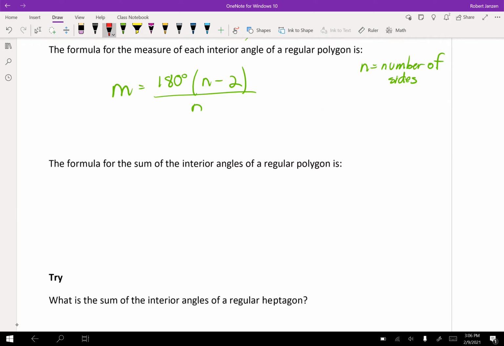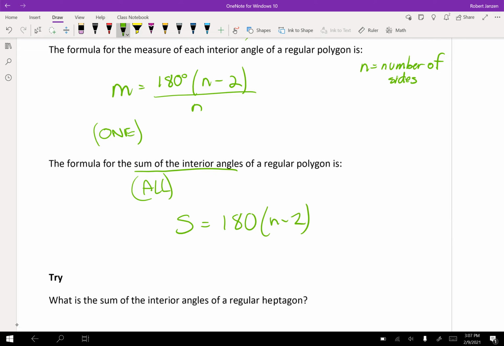Okay, and another formula that you're going to need to know is the formula for the sum of the interior angles. So the previous one is for one angle. This is for all of them. And this formula is 180 times (n minus 2). The nice thing is these formulas are pretty similar, and you can put them on your cheat sheet as well.